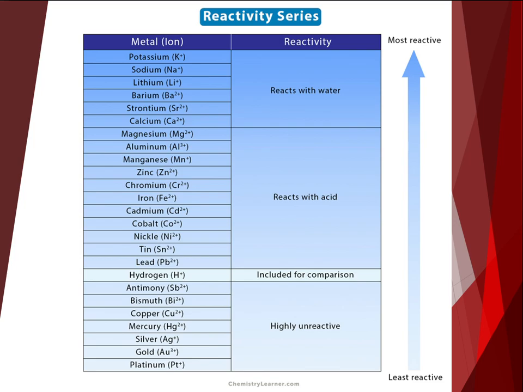A single displacement reaction will occur if the element being replaced is lower in the series than the element that would take its place. Copper, being above silver in the series, meaning it's more reactive than silver, cannot be replaced by silver. However, if copper metal is placed in a silver nitrate solution, the reactants produce silver and copper nitrate, which is caused by a single displacement reaction where copper replaces silver to produce copper nitrate.